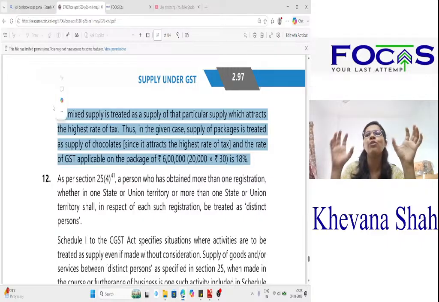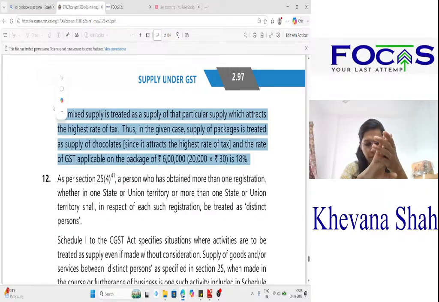So see, as I told you, this is a case of mixed supply, and for mixed supply you are checking the highest rate of tax that is leviable.